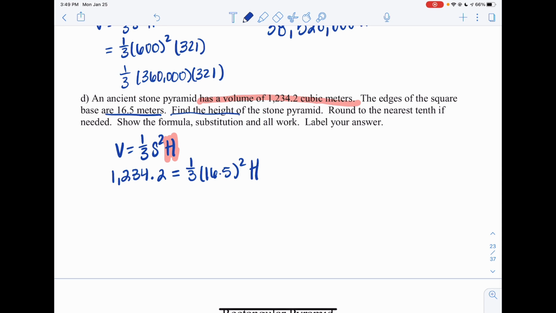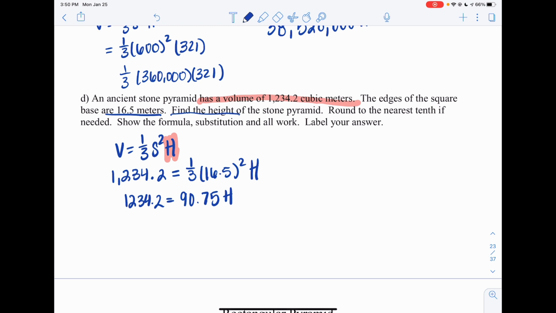It's just 1,234.2. So I'm going to go ahead and bring that down. And then I'm going to simplify. So 16.5 squared times 1/3 is equal to 90.75 h. Now, another thing to keep in mind is if I'm looking at this equation, in general, I do not have any addition or subtraction signs in here, so there should be no need for you to add or subtract, okay? It is 90.75, and that is technically a coefficient.